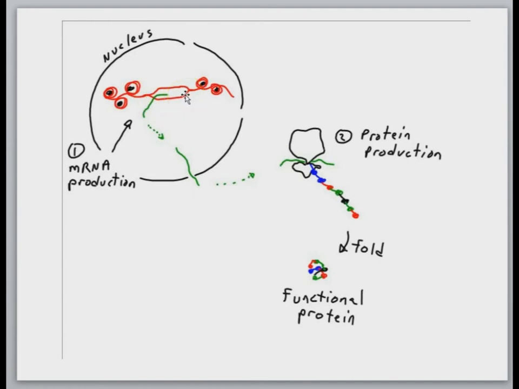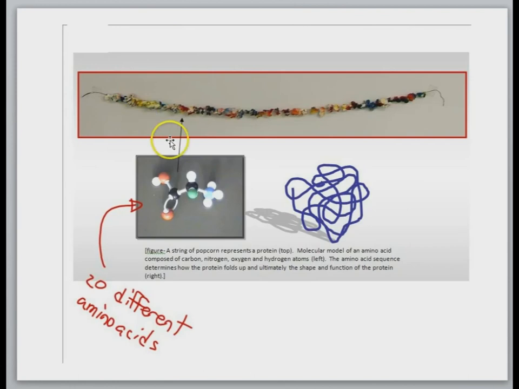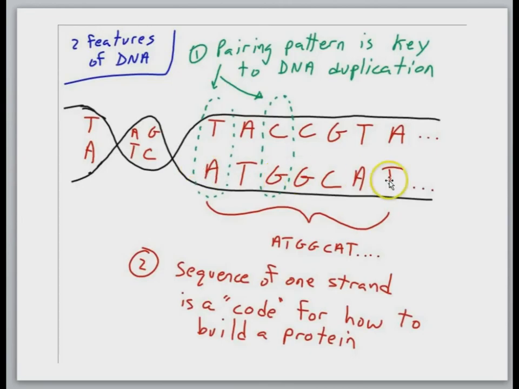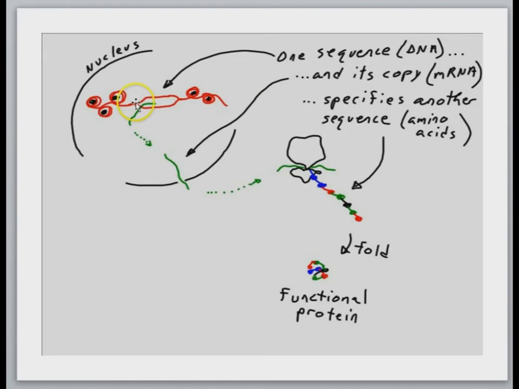So that's the overall picture, that the key to information storage of the sequence of these letters is that proteins are a chain molecule, sequence of amino acids, and so we can have one sequence coding for another sequence. All right, so in summary, the sequence of DNA letters and its copy in messenger RNA specifies another sequence, the sequence of amino acids that make up proteins. Now, to decipher the language, we need to dig a little deeper.